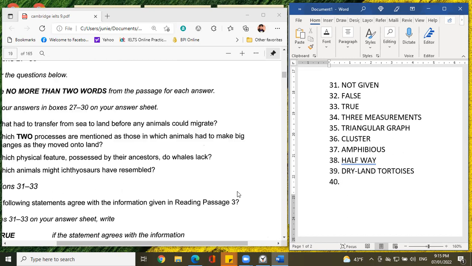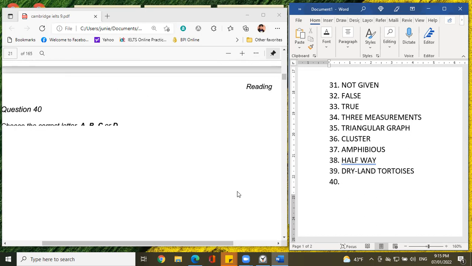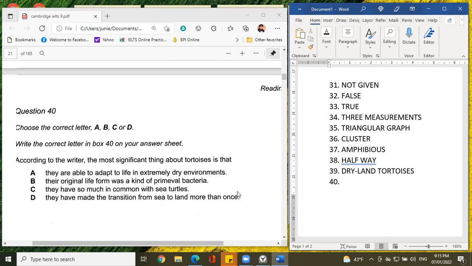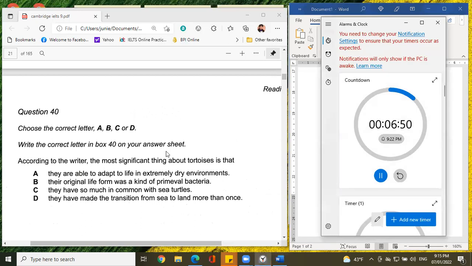Grabe. So much time, effort, and energy was invested in that. They have so much in common with sea turtles. They have made the transition from sea to land more than once. Yun yung sagot, guys. Letter D. Yahoo!